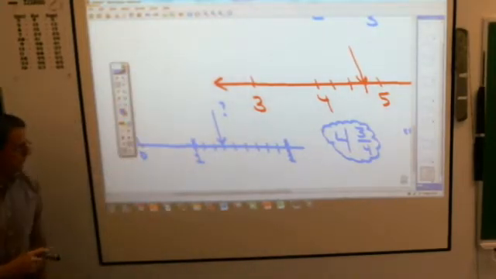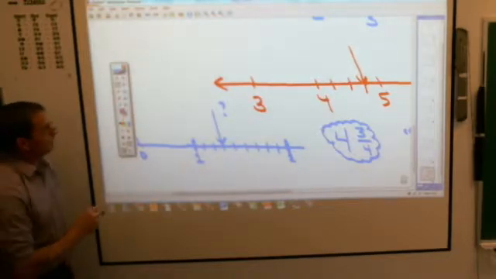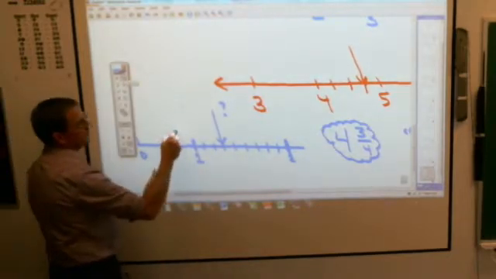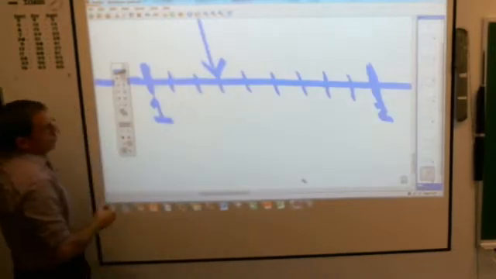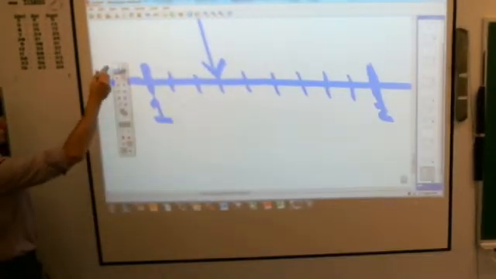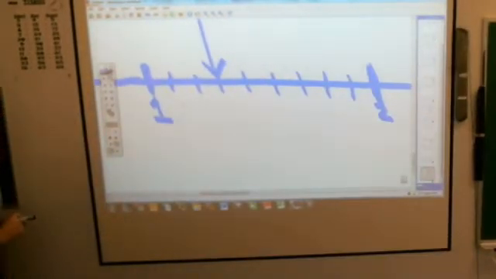I probably can make that bigger. I don't know if I can make it much bigger. Ooh. Oh, alright. What mixed number is that one pointing to? Just do that one. Evan?